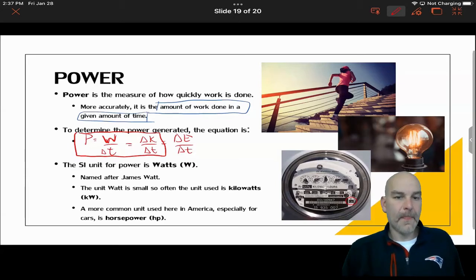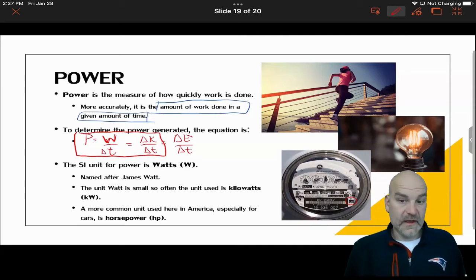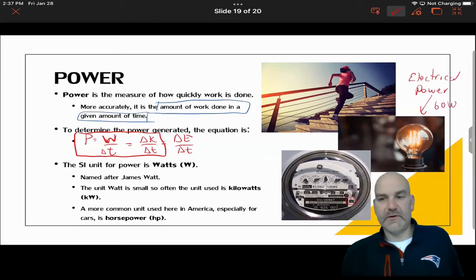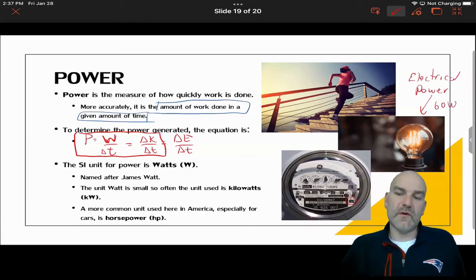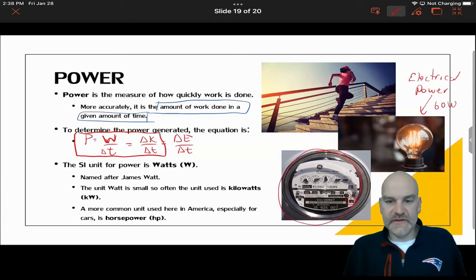The SI unit for power is the watt. It's named after James Watt, the perfecter of the steam engine. But the unit is so small that you will use kilowatts as a unit. A light bulb is what we call electrical power. So a 60-watt light bulb generates 60 joules per second worth of electrical energy.